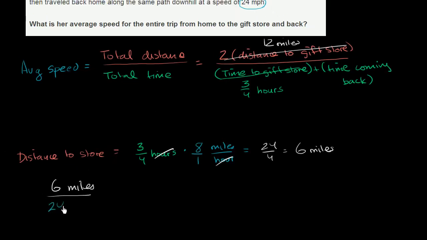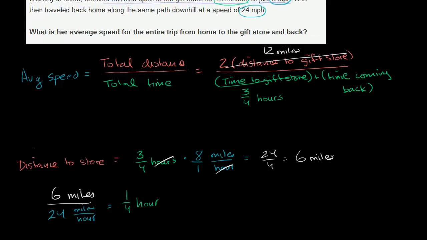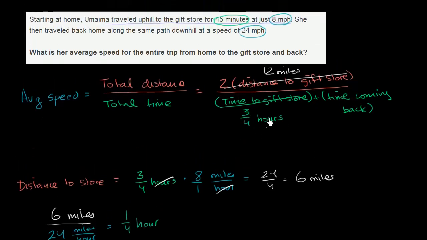So 6 over 24 is the same thing as 1/4. And then miles divided by miles per hour is the same thing as miles times hours per mile. The miles cancel out, and you'll have 1/4 of an hour. So it takes her 1/4 of an hour to get back, and that fits our intuition. Let me write that in the same green color since I'm writing all the times in green. So 1/4 of an hour. Going to the gift store was slow, took her 3/4 of an hour. Coming back only took her 1/4 of an hour.